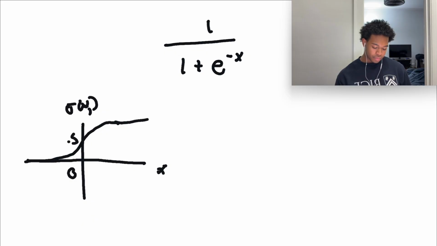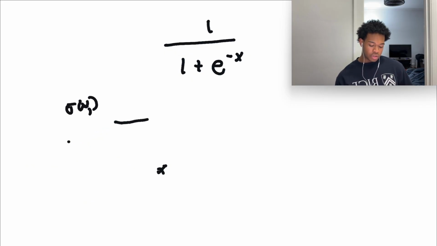When x gets really big, we're going to approach 1. e to the power of negative infinity limits towards 0, so you get 1 over 1. And if x is really small, then e to the minus x is really big, and 1 over infinity once again is 0. And if x is 0, then we'll get 0.5 because 1 over 1 plus 1 is 1 over 2. Fantastic. So you have sigmoid, and let me just rewrite it again.